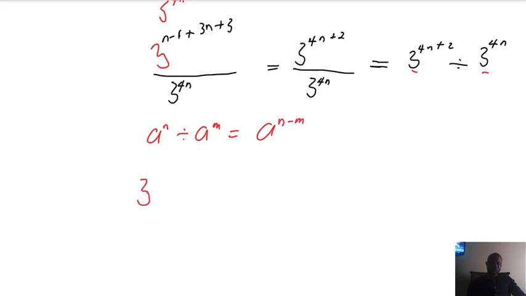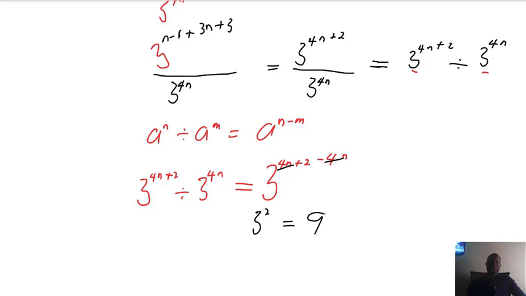So we have 3 exponent 4n plus 2 divided by 3 exponent 4n will be equal to 3 exponent 4n plus 2 minus 4n. Looking at it, this 4n will cancel this 4n, and we are going to get 3 exponent 2, which will give us 9. So therefore 9 is the answer.